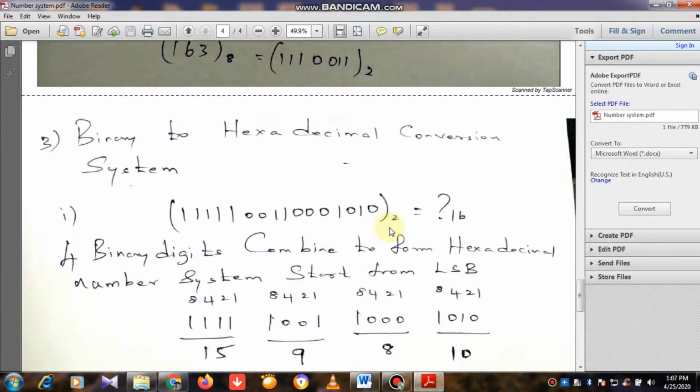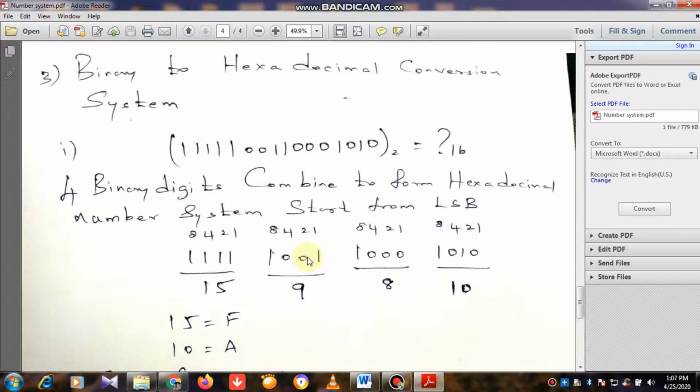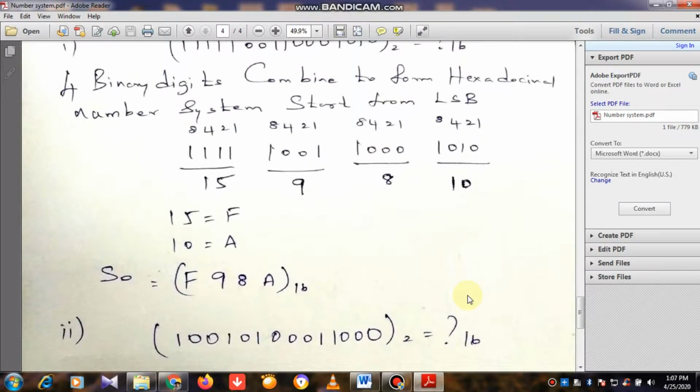And next one is binary to hexadecimal conversion. 4 binary digits are combined to form a hexadecimal digit. Start from the LSB side. So 1010, 0001, 1001 and 1111. Apply the 8421 rule. For octal the base is 8, so you apply the 421 rule. For hexadecimal the base is 16, so you have to apply the 8421 rule. So 8, 10, 8, 9, 15. We already know that a number greater than 9 cannot be written in the same format. So the corresponding hexadecimal value for 10 is A and for 15 it is F. So F98A to the base 16.